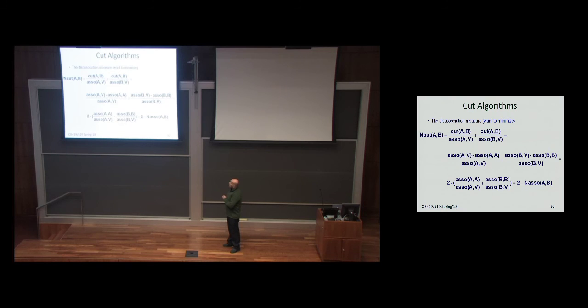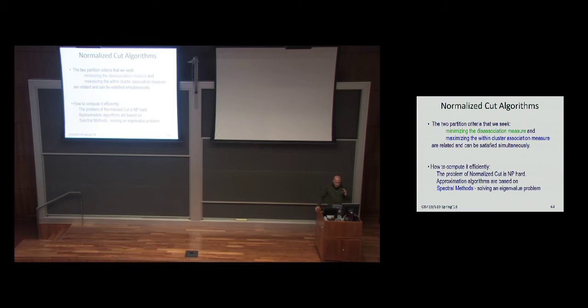So what did we get? We got a nice relation between the normalized cut, which I want to minimize, and the normalized association, which I want to maximize. And they actually agree with each other because there's a negative sign here. So basically, for the first time in the history of clustering, what we have is a way to relate what we want to minimize and what we want to maximize and optimize them together. So this is the nice thing that we get here with this normalized cut algorithm. Basically, the two partition criteria that we discussed before, minimizing the dissociation measure and maximizing the within association measure, are related, and therefore we can satisfy them simultaneously.